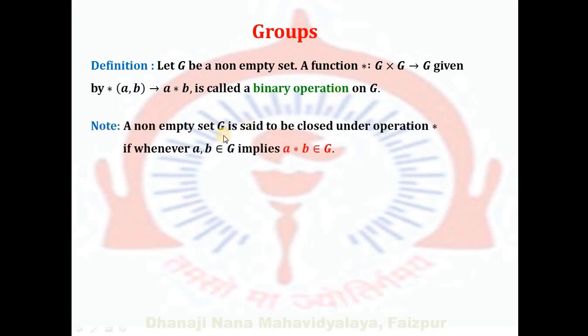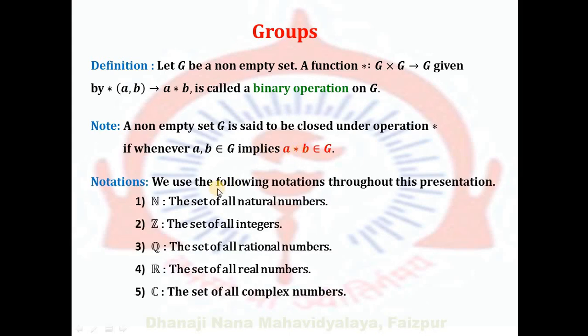Now note, a non-empty set G is said to be closed under operation star if whenever a and b are elements of G, then that implies a star b is an element of G. Notations. We use the following notations throughout this presentation. N denotes the set of all natural numbers. Similarly, Z is the set of all integers. Q is the set of all rationals. R is the set of all real numbers. C is the set of all complex numbers.